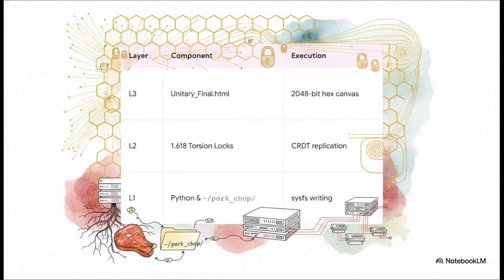That HTML layer uses a file called unitary_final.html to project active bits onto a golden hexagonal grid for neural mapping. The JSON memory matrix doesn't use centralized databases at all. It uses decentralized flat files locked by the golden ratio, 1.618. But Layer 1 is where the real magic happens.